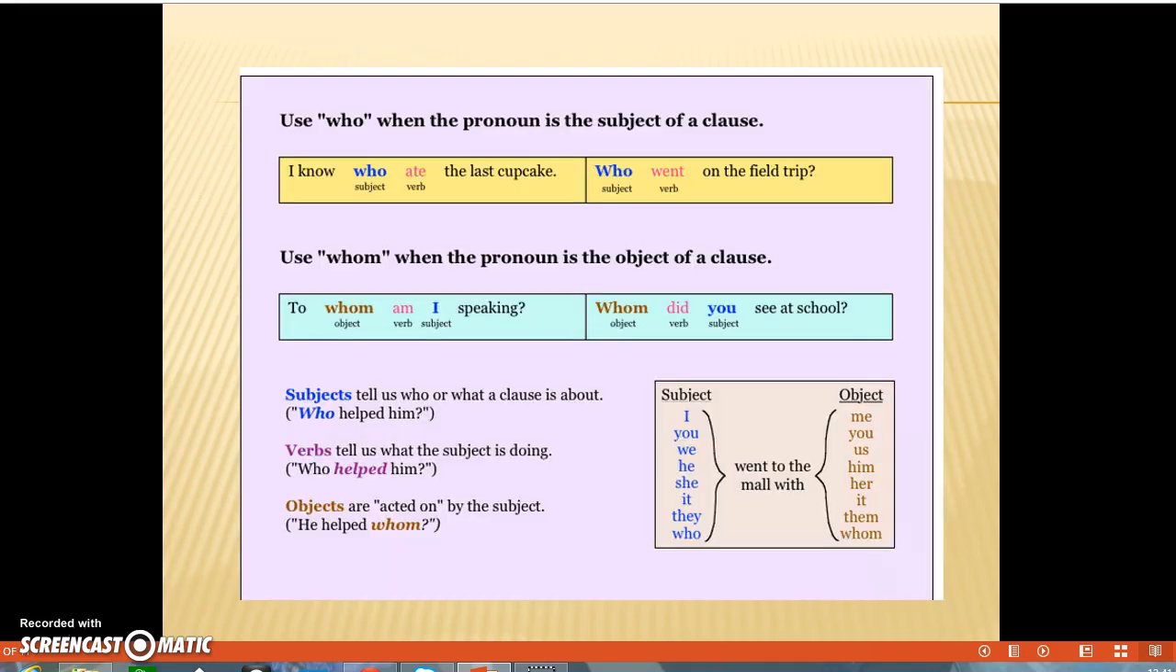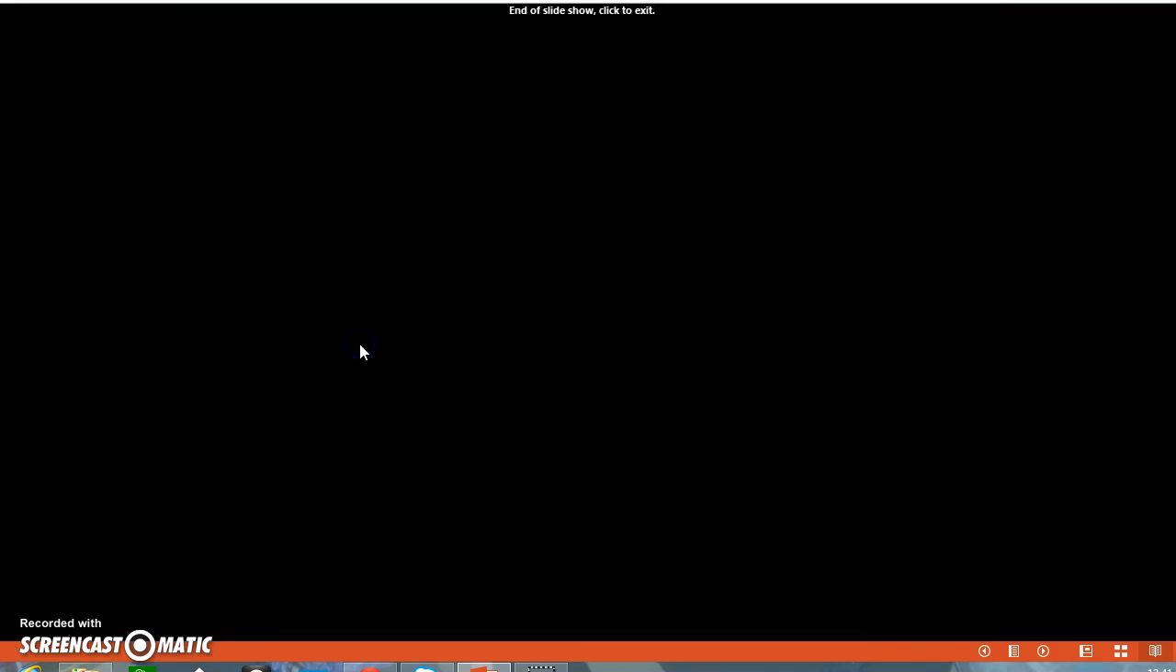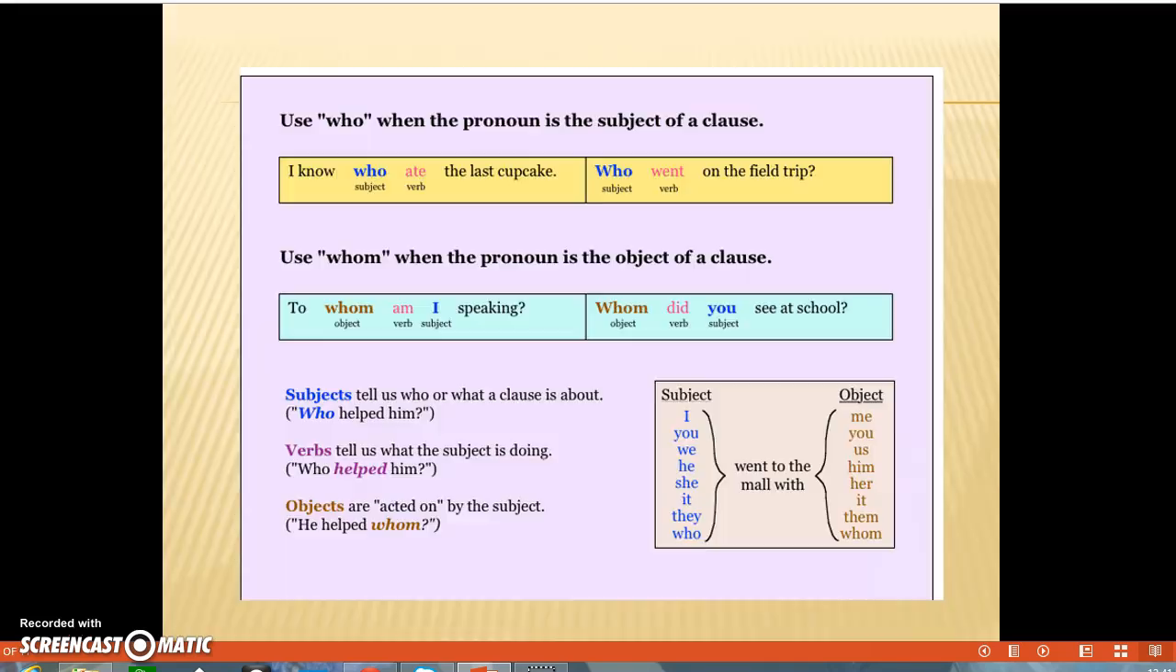All right, what you're going to see on NoRedInk is information like this, where it's looking at who as the subject and whom as an object. So hopefully that clears up some issues on pronoun antecedent agreement. Again, if you have questions, please keep track of those, and we'll talk about them in class.